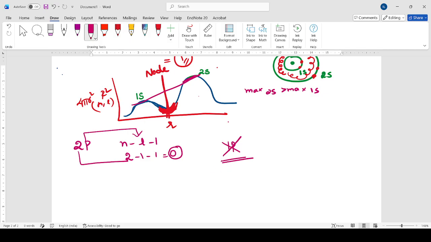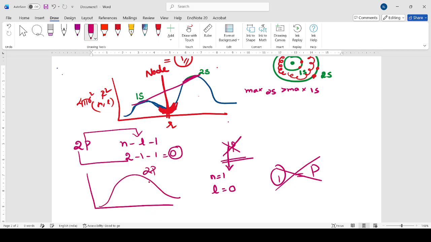No, ma'am, because when n becomes 1, what value can L take? Only 0. How can it be 1 to become p? Not possible. So in 2p, there is only one peak. There is no 1p. In the previous example, there is 1s and then 2s, so you add a node between. But here it is only 2p. You can't have 1p at all, and that means there is no node at all.